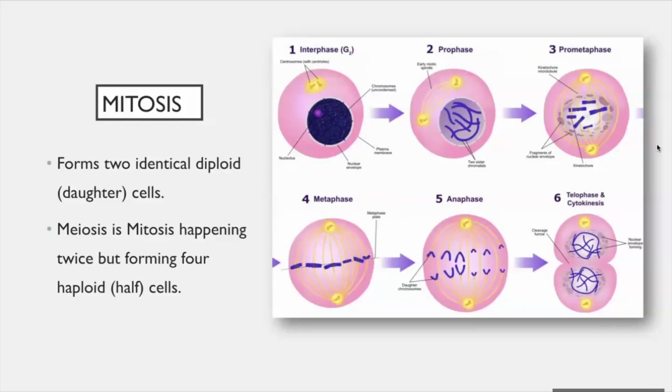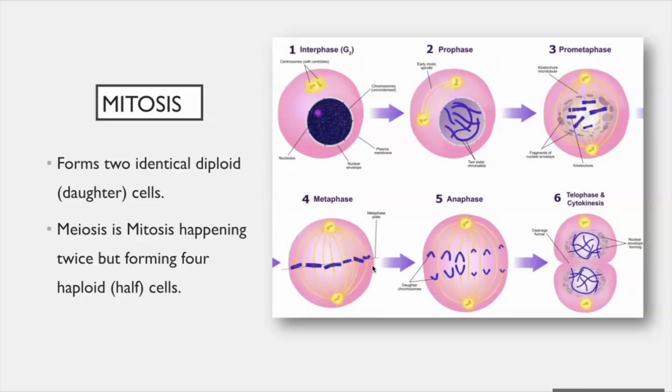As we see here, these are different steps in mitosis. Mitosis forms two identical diploid or daughter cells. Meiosis is mitosis happening twice, but forming 4 haploid or half cells. The first step in mitosis is interphase. This is known as G2. Then prophase. We start to see an early mitotic spindle and the 2 sister chromatids. Then prometaphase. The kinetochore microtubules are seen, and the fragments of the nuclear envelope, as well as the kinetochore.